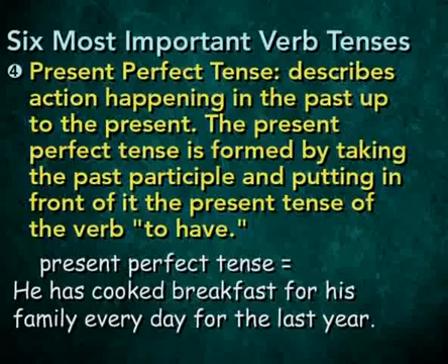Think about what this sentence is saying. It's talking about someone who has cooked breakfast for his family every day for the past year up to and including today. It's describing action happening in the past right up to the present, not action that was completed and finished sometime in the past, but rather action that's continuing right up to now. When we say he has cooked breakfast every day, we're saying that he continues to do so right up until today. And that's a perfect example of how the present perfect tense would be used.